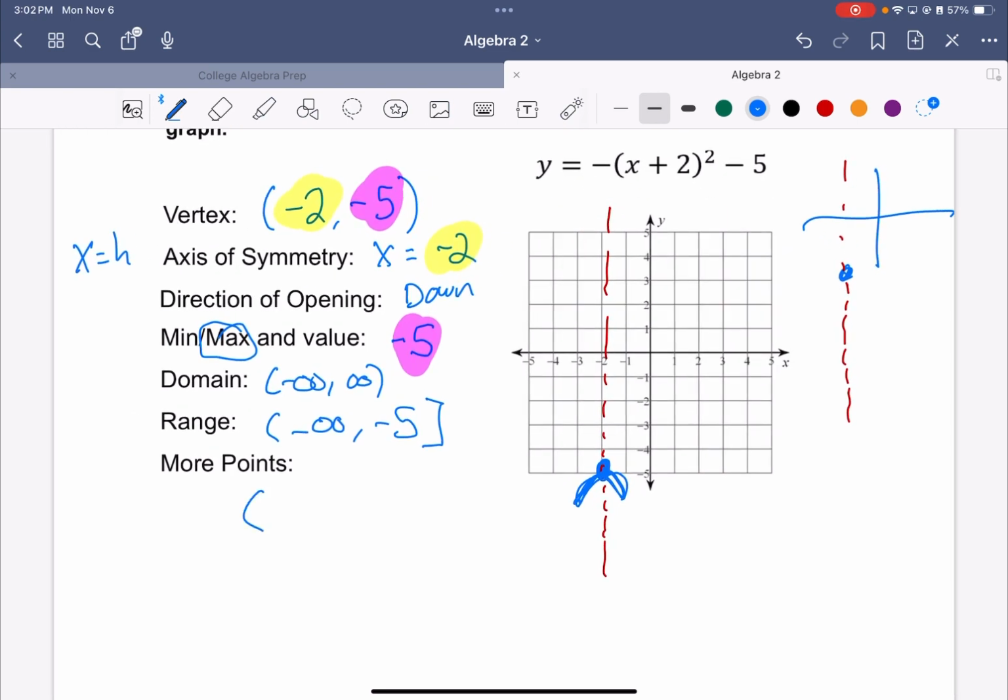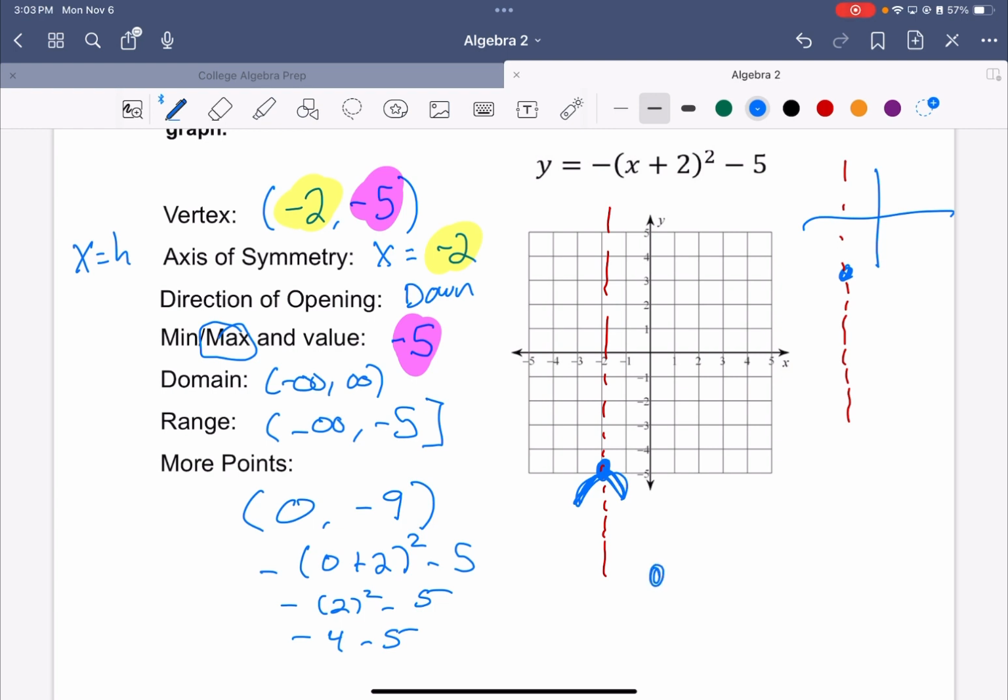Now we're going to go more points. I'm going to use x is equal to 0. It's the easiest one to use. You don't have to. If it's on x equals 0, obviously you can't use it. Use 1. I plug it in. So it's -0 plus 2 squared minus 5. So that's -2 squared minus 5. 2 squared is 4. So that's -4 minus 5, which is -9. Okay, so there's my point.